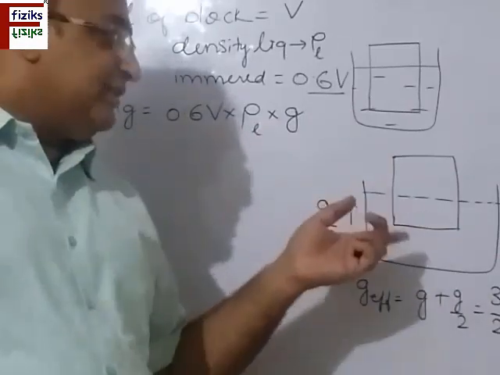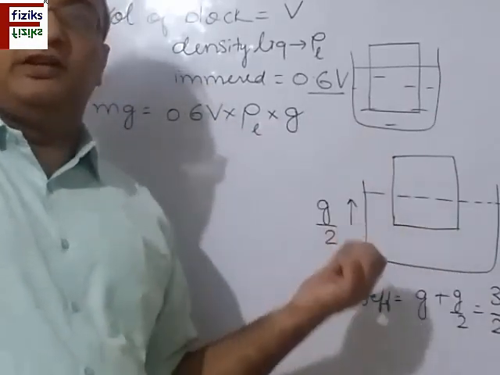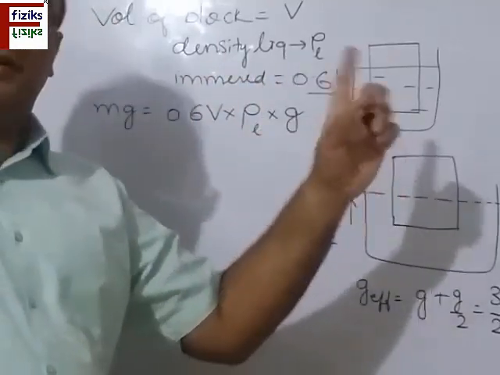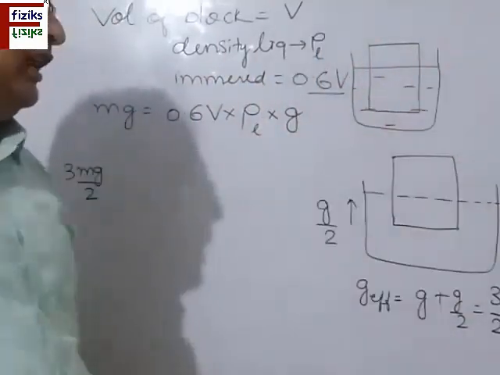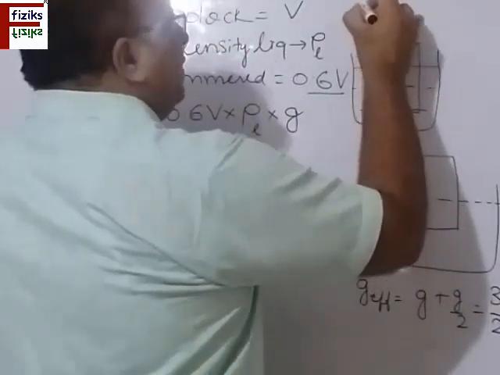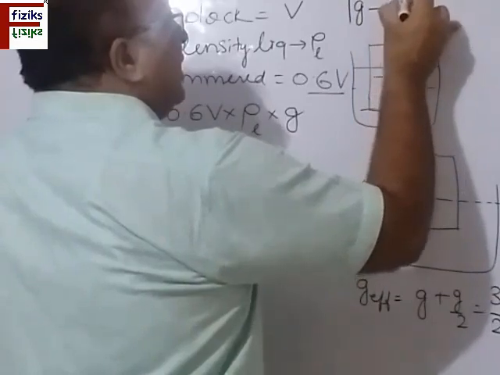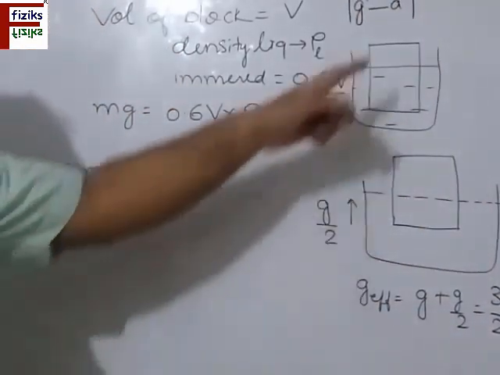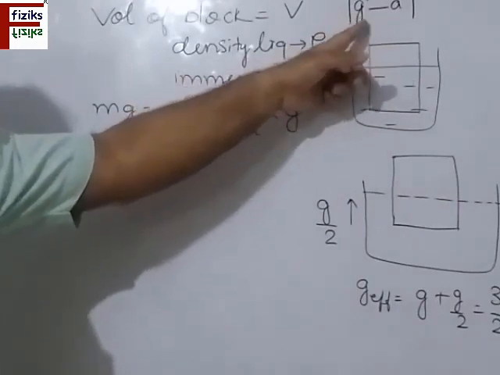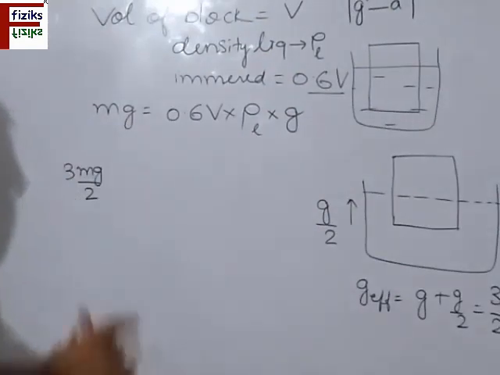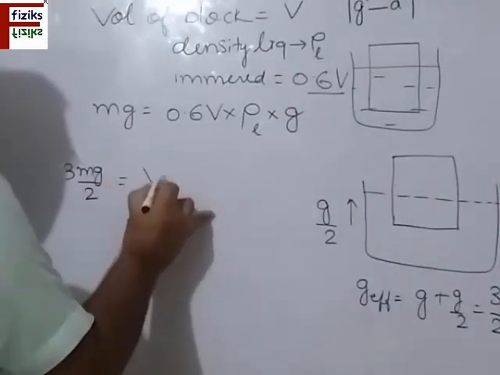Actual weight, mass remains constant and weight here is changing to 3 mg by 2 because of the normal reaction which increases in a moving lift. And the effective acceleration is given by magnitude of g minus a. These are the vectors. Here g and a are having different directions. A is minus g by 2, so g plus g by 2 in the downward direction. This must be equal to the volume immersed.